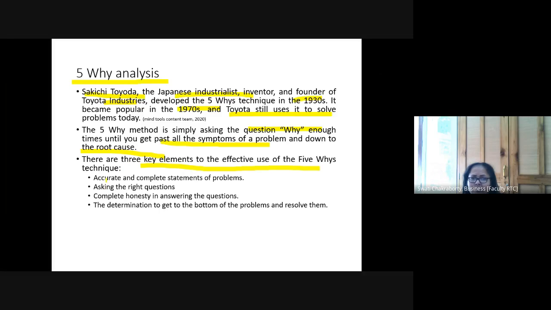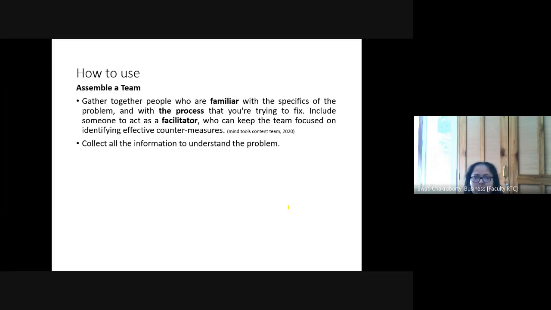The three most important things are an accurate and complete statement of the problem, asking the right questions, and while answering the questions there has to be complete honesty. Now other than these three things, there is also a fourth factor, which is determination. As a researcher, your determination to get down to the bottom of the problem and try to resolve it. Okay, so how would you exactly use the 5 Whys?